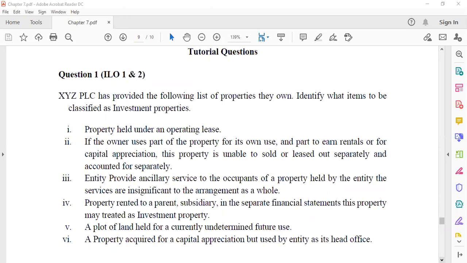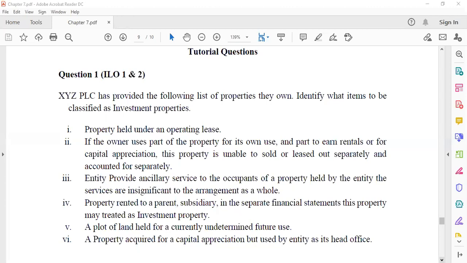The XYZ PLC has provided the following list of properties they own. They have several properties. Identify what items should be classified as investment property. Out of the many assets, what are the investment properties? The first one, the property held under an operating lease.